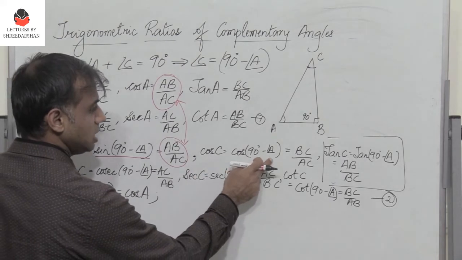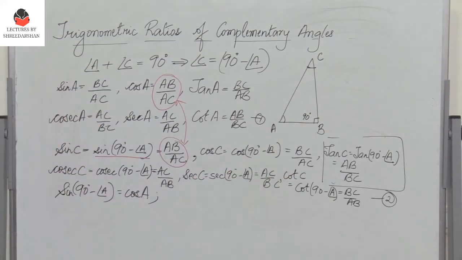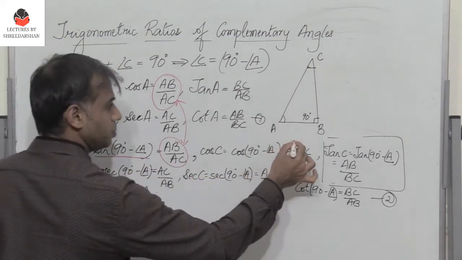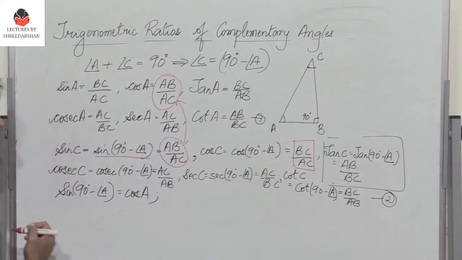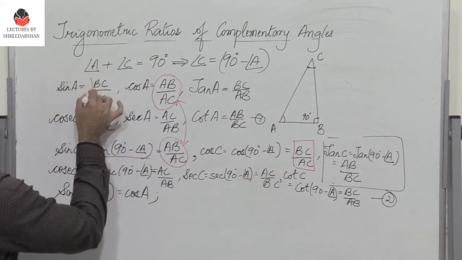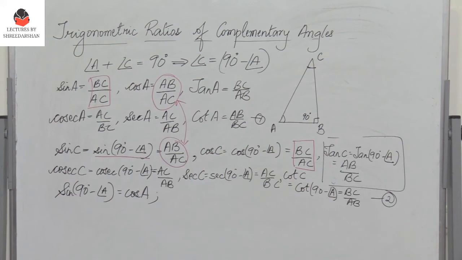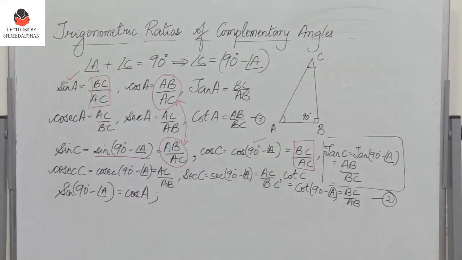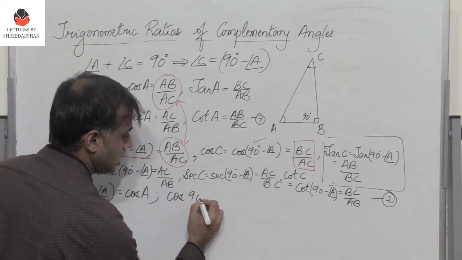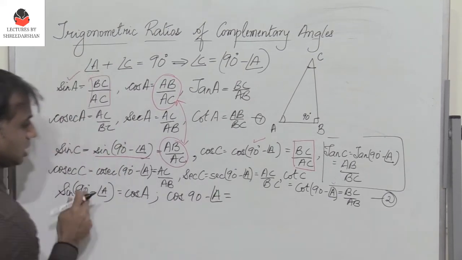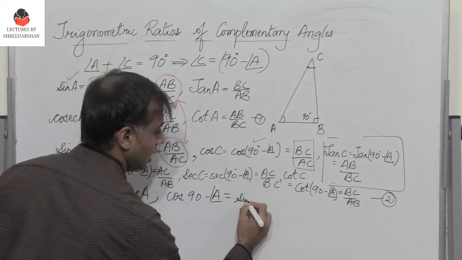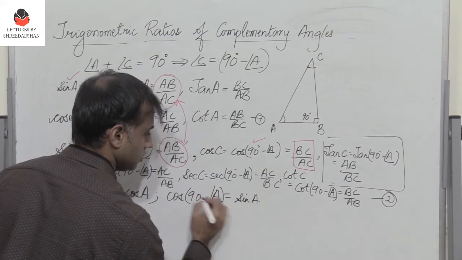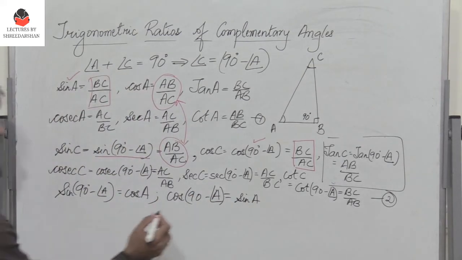I have cos of 90 minus A, which is BC by AC, right? So what is BC by AC? So I have here, let me put a rectangular box. So BC by AC, I have BC by AC. So cos of 90 minus A is nothing but sine A. Alright, so I have cos of 90 minus A. What is that equal to? That is equal to sine A. Right?